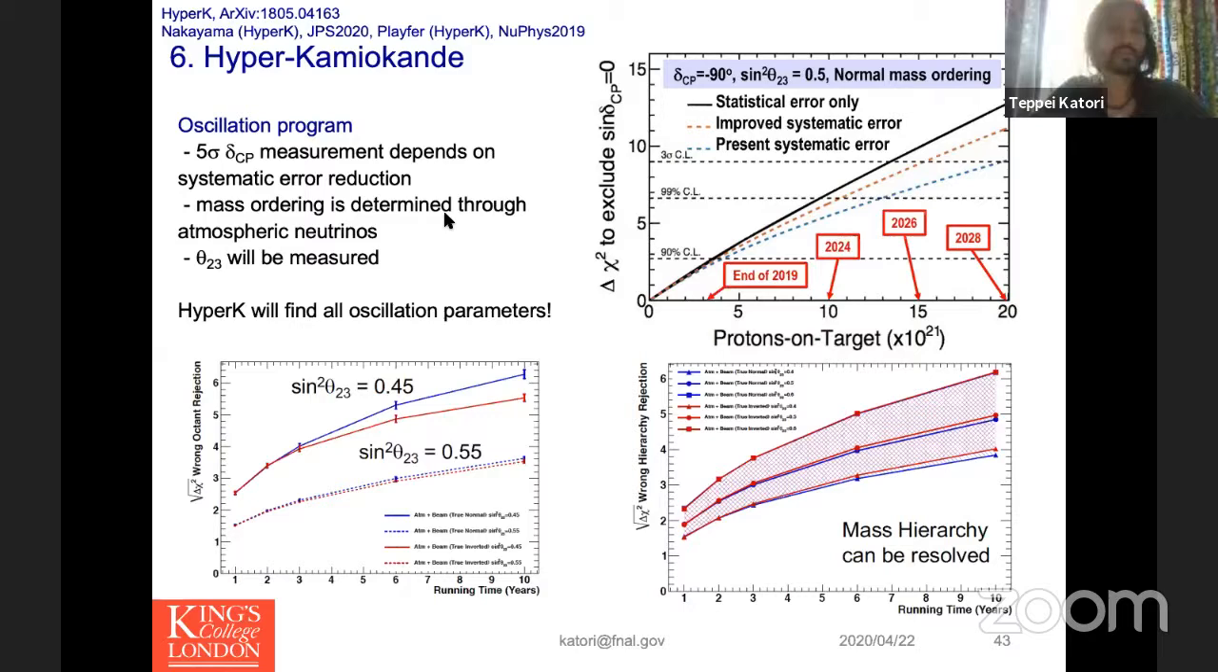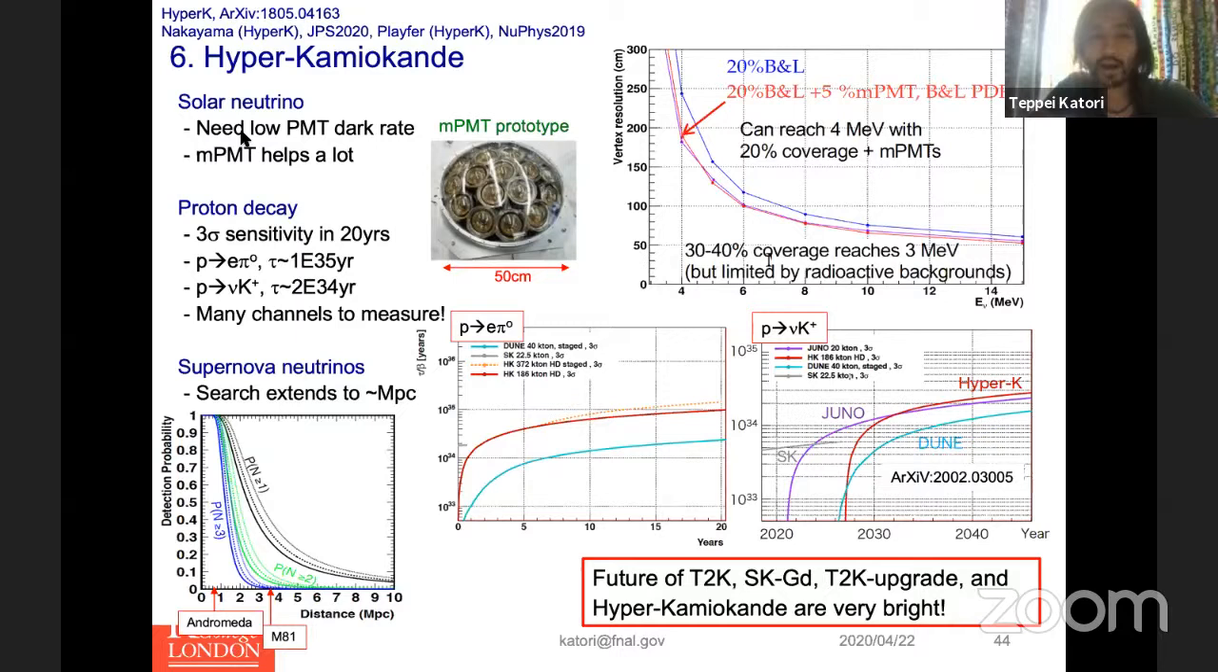The other physics is also great, such as solar neutrinos. We have new high quantum efficiency PMTs, but the dark rate is a bit higher, so work is ongoing to reduce the dark rate. Also there is a new type of module called the multi-PMT, and the prototype is ongoing, motivated by KM3NeT. The proton decay work is great, both the pion channel, the e-pi channel, and the new K channel. Hyper-K will be better than anybody else. There are also many other channels to measure. And finally, for supernova neutrinos, Hyper-K now reaches the megaparsec range. So we can cover a supernova explosion in Andromeda, but we also try to extend all the way to M81, and then you could see a supernova neutrino burst almost every year.